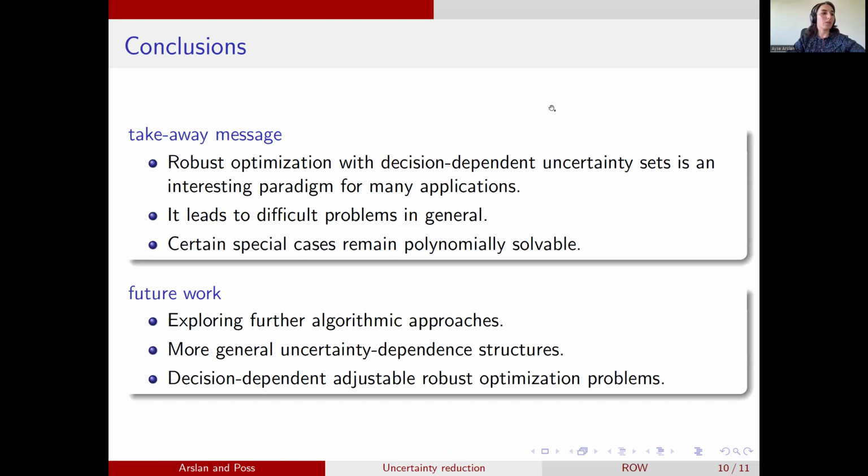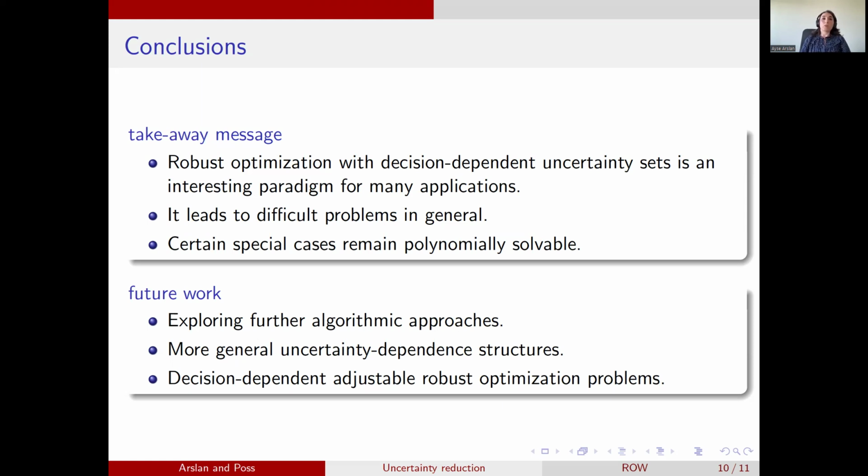Okay, so I'm going to conclude with some remarks. I hope to have convinced you that these problems, the robust optimization problems with decision-dependent uncertainty sets, and in particular the uncertainty reduction paradigm, are interesting problems to study, so we should explore them more. But one of the things that we understood quite quickly is that they lead to difficult problems. In the case of robust combinatorial optimization problems, they're often more difficult than the static robust optimization problems without considering decision dependence. But we were able to find some special cases in which the problem can still be solved in polynomial time through an algorithmic approach.